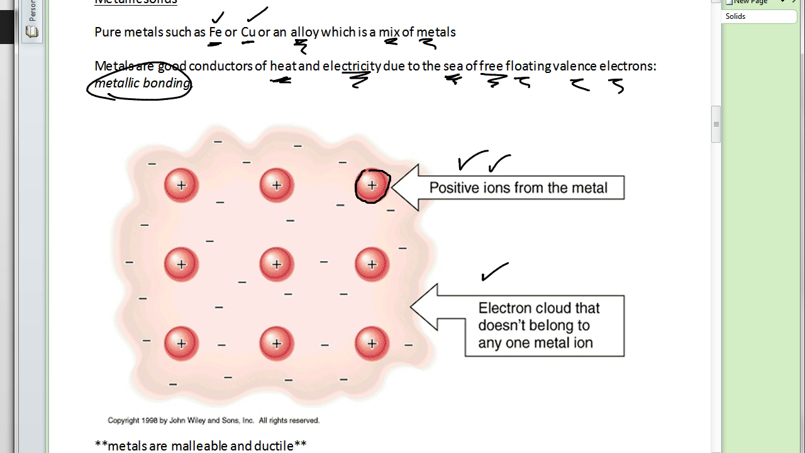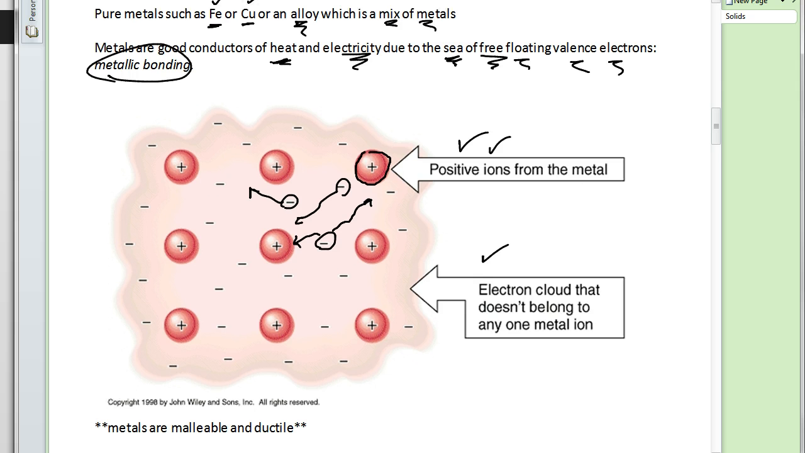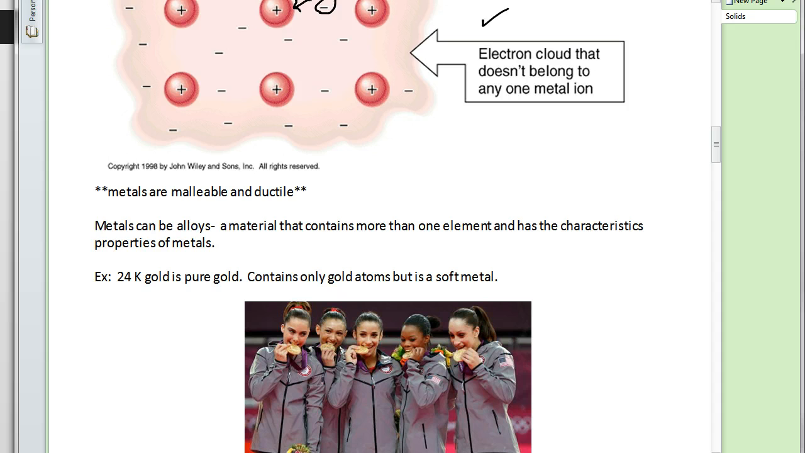So these electron clouds are all smushed together. Basically an electron could maybe belong to this nucleus, but then it could also float around over here somewhere, and maybe this electron is going to float around over here. And so there's constant movement of these electrons, which allows an easy flow of heat and electricity, and that's what's going on with metals and metallic solids. We'll be talking more about that in class tomorrow too.